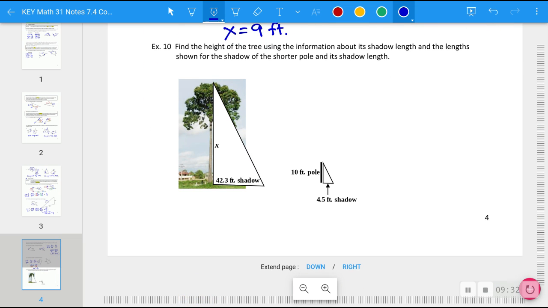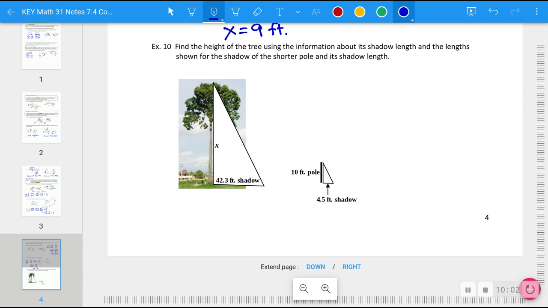Okay, the last problem here in this note set, I think that's right. Yeah, the last problem here refers to a tree that I had in my backyard growing up, at the mouth of the Amazon, and this Amazon tree was really, really big. And my dad, when I was in junior high, showed me how to find out how tall the tree was without actually climbing it with a tape measure. It's called indirect measurement.